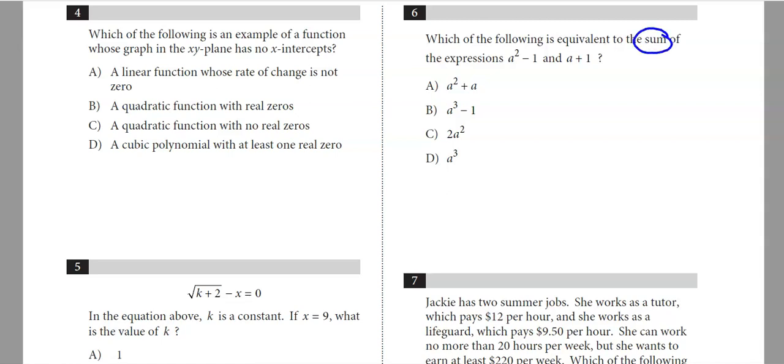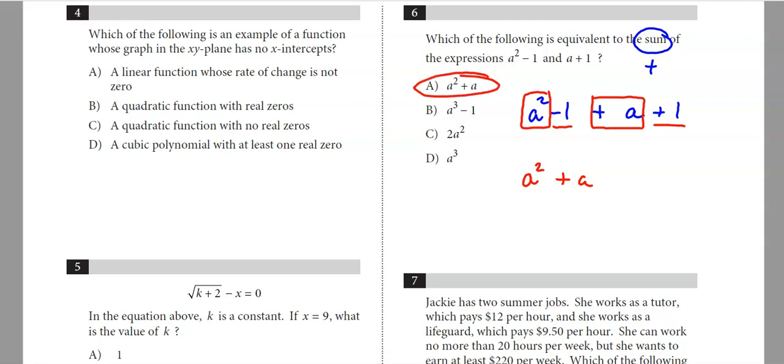So sum here, you need to know what that means. That means to add. So I need to take a squared minus 1 and add to that a plus 1. And now it's just about combining like terms. You know, I have an a squared, which there's only one of those. I have a positive a, there's only one of those. And then I have this minus 1 plus 1, which disappears, which pretty much matches up with choice A.